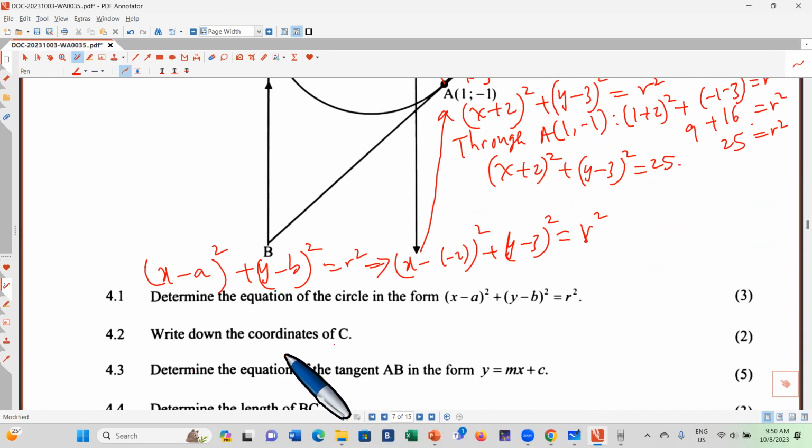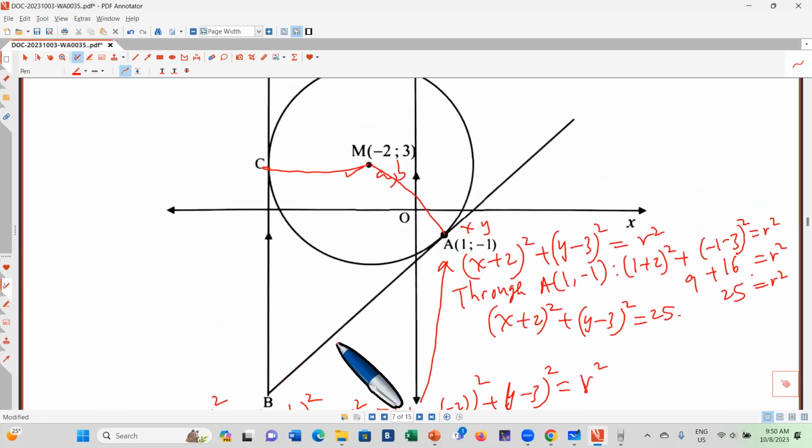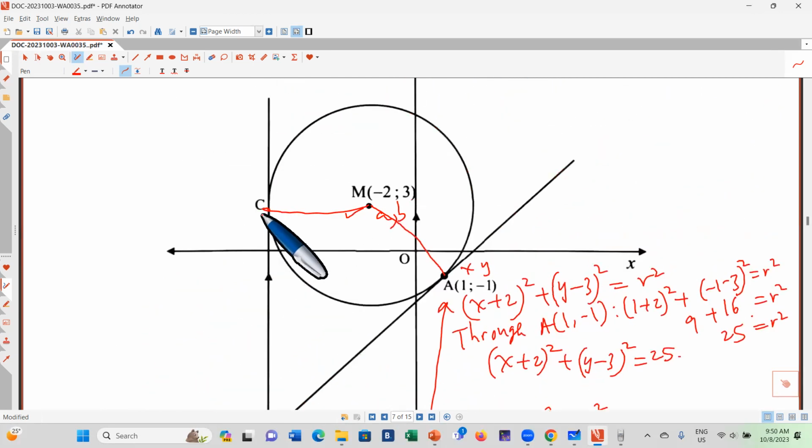In the exam marking center, we obviously consider standard methods that can be used first to solve the problems. We need to find now the coordinates of C. Where is C? C is sitting here. What are the coordinates of C? Too obvious, right? So now, to find the coordinates of C, we're going to use symmetry. What is the radius of the circle?